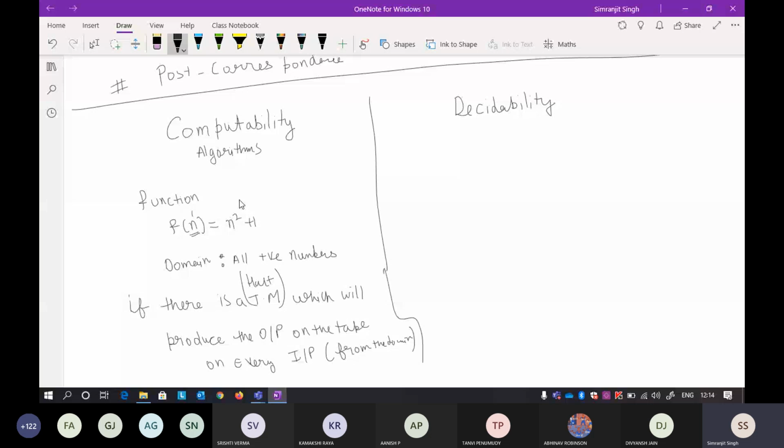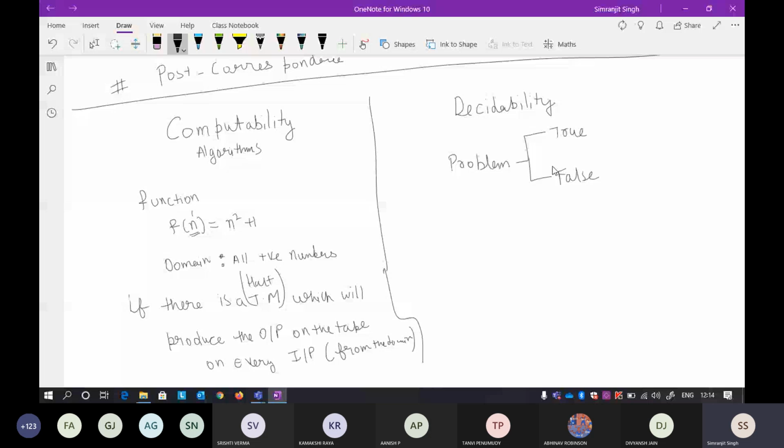So this is particularly referred to as the computability of a particular function, but decidability is somewhat different. I am only interested in a problem, not a function. More specifically, I'm interested in the answer of true or false. If I'm able to reduce the problem to a true or false question, then I can say that the problem is decidable.